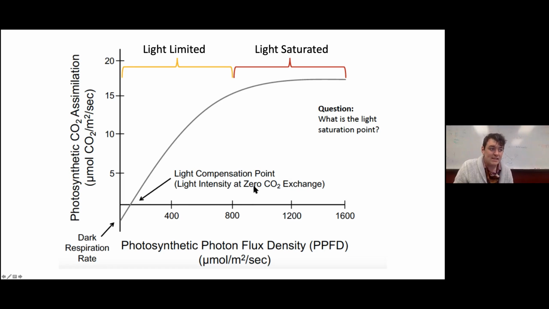It's the light intensity where you get an equilibrium of carbon dioxide exchange, respiration and photosynthesis balancing each other out. And then as you continue to turn up the light, as it gets brighter and brighter, the assimilation rate goes up as more and more carbon is fixed because there's more ATP and NADPH available to power that Calvin cycle.